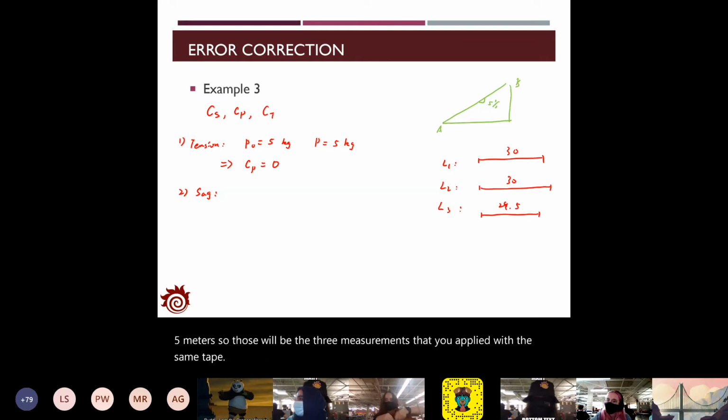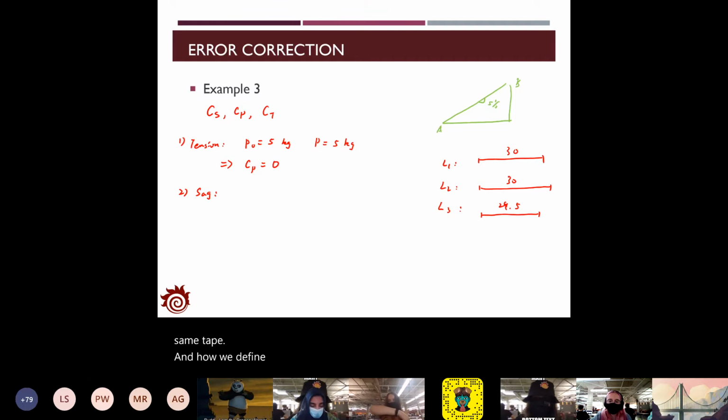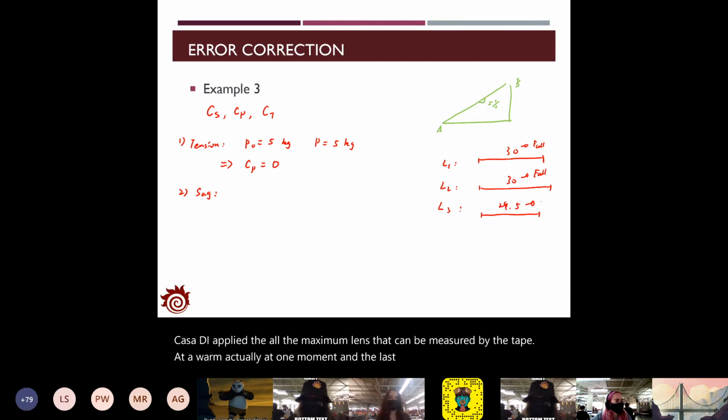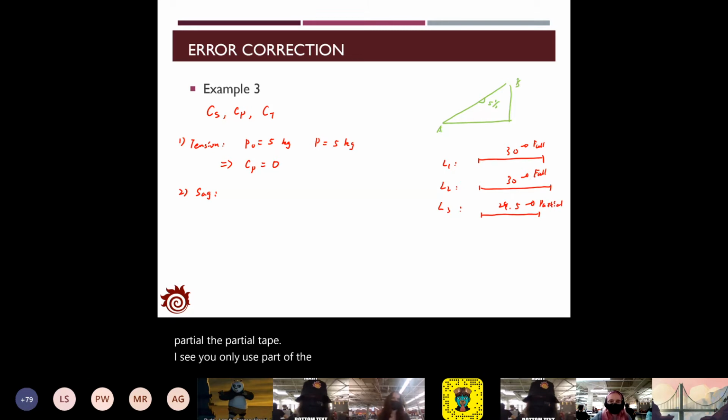And we define the first two as the full tape, because they apply all the maximum length that can be measured by the tape at one measurement. And the last one would be defined as the partial tape, because you only use part of the tape to conduct the measurement. And then let's see how we can calculate the sag for each measurement.